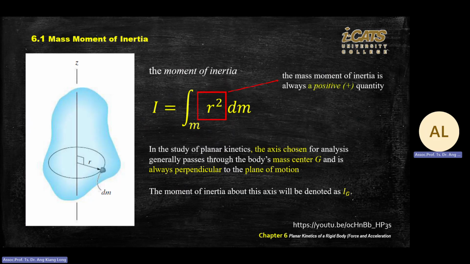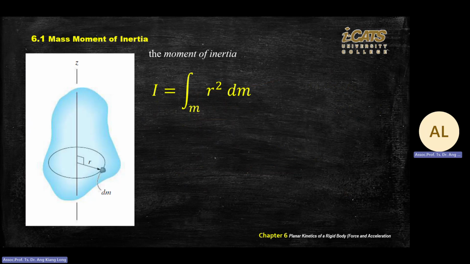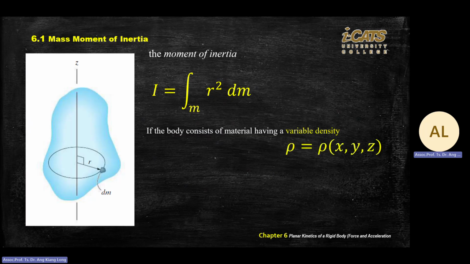So moment of inertia is always positive because of the square there. The r can be negative if it goes in another direction, but the result is always positive. The common unit is kilogram meter squared, because your mass is in kilogram and r is in meter. So if you have a body of different density, how do you find the mass?